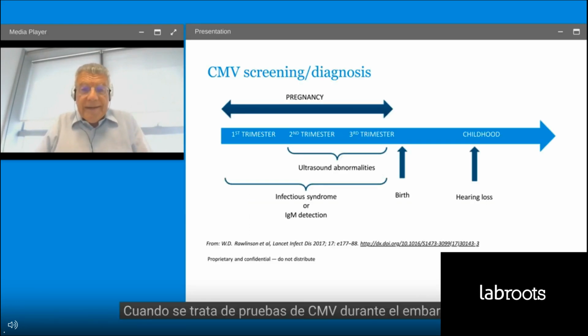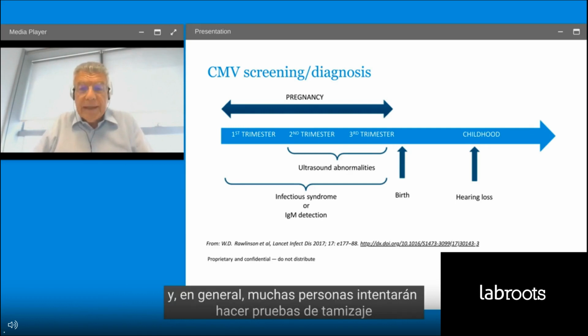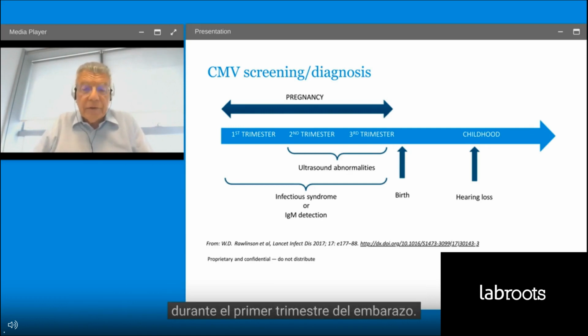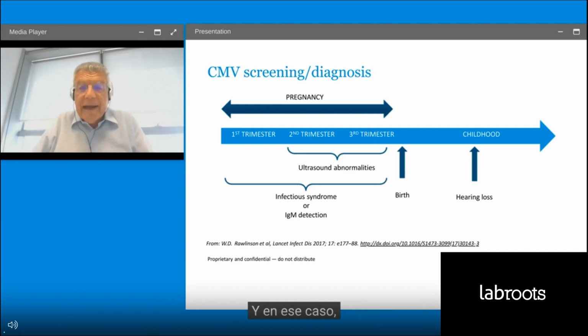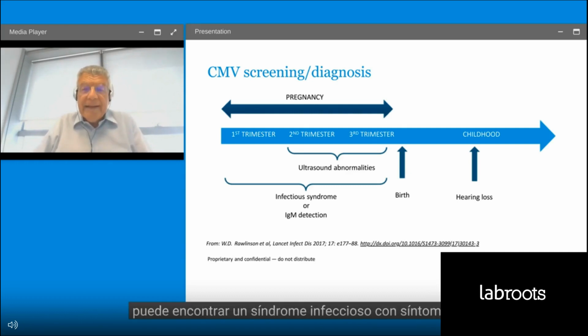When you are dealing with CMV testing during pregnancy, you have to consider that that period is all prone to infection. We don't know beforehand, in most instances, if the person has been infected before or not. So we do have the likelihood to screen, and usually many people will try and do screening during the first trimester of pregnancy. And in that case, you may find either an infectious syndrome with symptoms, or more often than not, just a serology that is suggestive of a CMV infection.